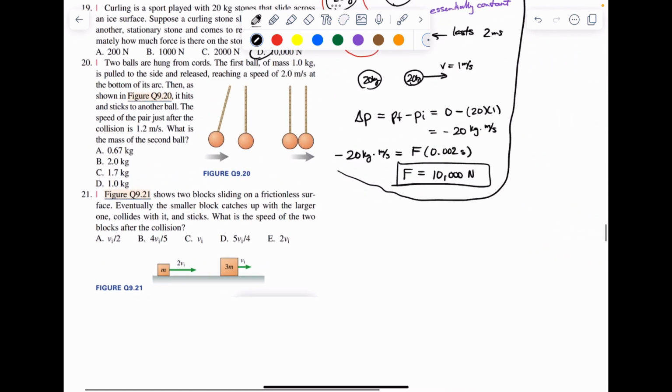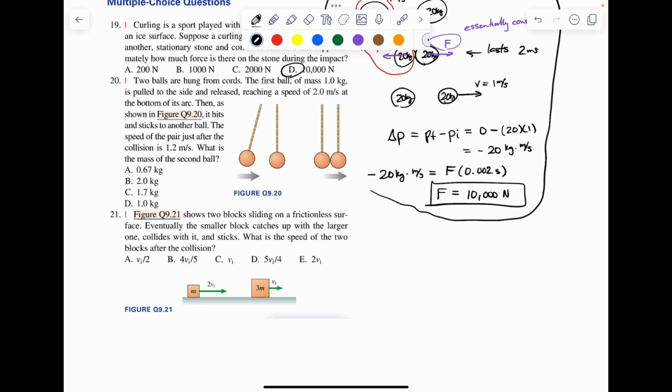Number 20. Two balls are hung from cords. The first ball of mass 1 kilogram is pulled to the side and released, reaching a speed of 2 meters per second at the bottom of its arc. So we want to think of that 2 meters per second as the velocity it has just before it hits the second ball. So we don't need to worry about how it's accelerating or anything. That math gets pretty complicated. So these balls are very, very close. Then, as shown, it hits and sticks to the other ball.